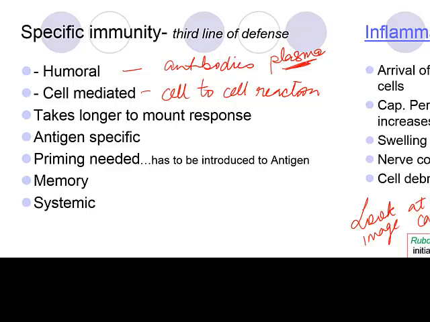And so that when you get shots, it is so that your body starts producing memory cells, so that when the antigen comes into your body the second time or any other subsequent time, it responds quickly and takes care of it, and you never suffer from that infection, okay? And specific immunity is systemic. It's not localized. It affects the entire body, spreads out, so it's systemic. So these are some features of specific immunity.